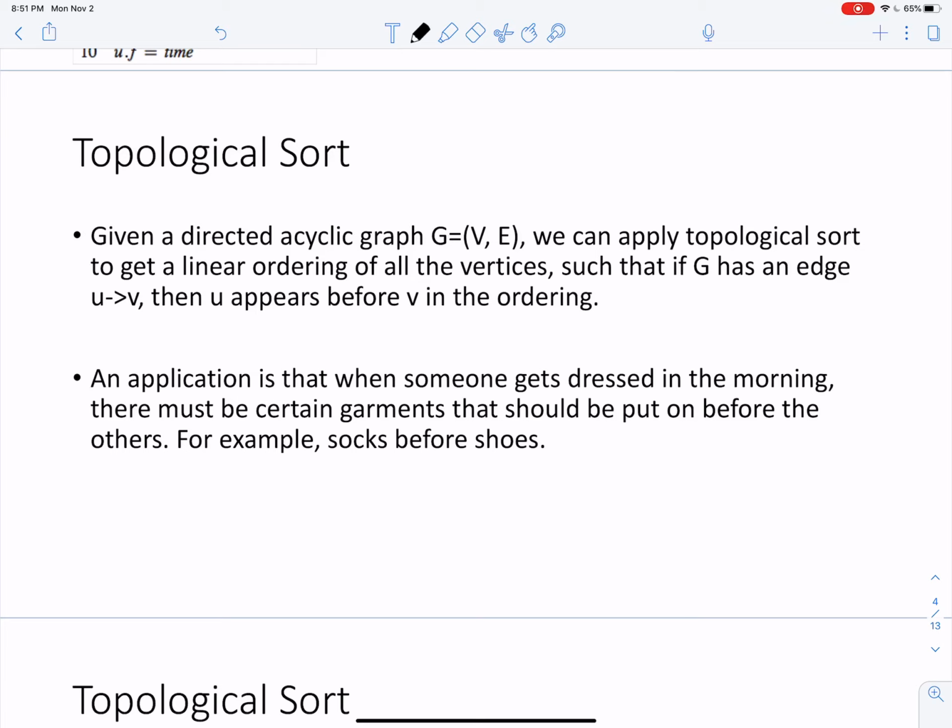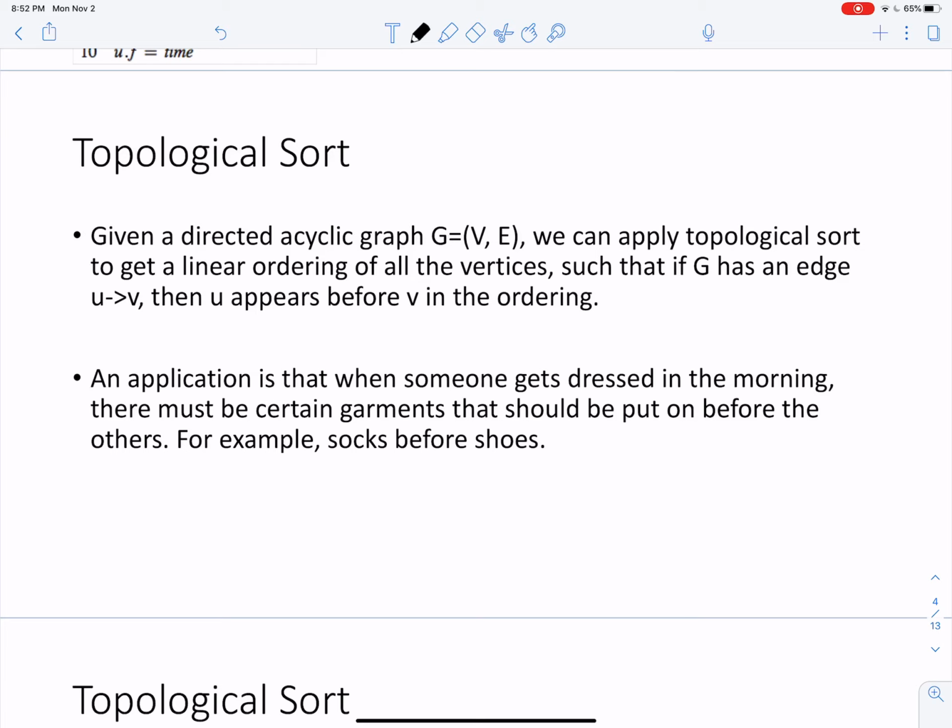So here we say, given a directed graph, try to recall what is a directed graph. A directed graph means that every edge in the graph is associated with a direction, like Twitter. If I follow you, it's not necessary for you to follow me. So it's necessary to associate an edge with a direction, denoting where it starts and where it ends. Or in Twitter, it's like who is following who.